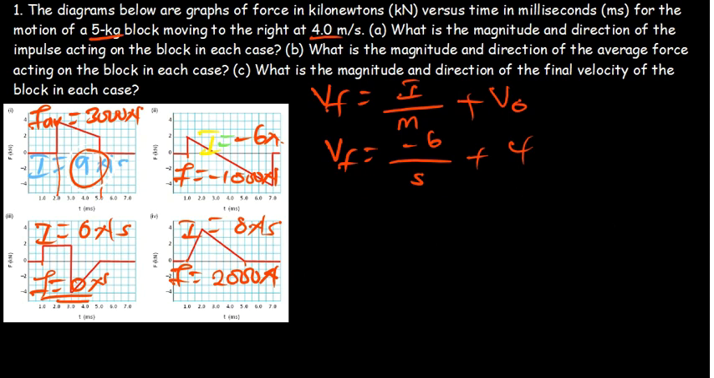Now we go to the third graph, which is this one. So for the final velocity, the impulse we found is 6, the mass is 5, plus the initial velocity, which is 4. So I have 6 divided by 5 plus 4.